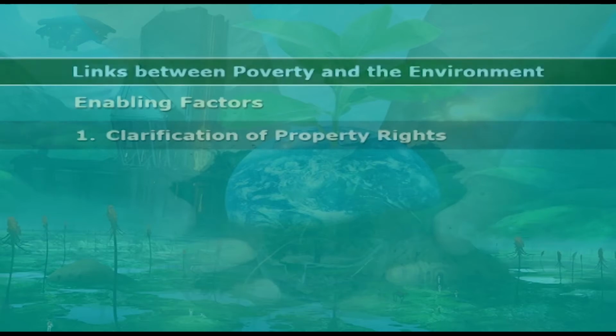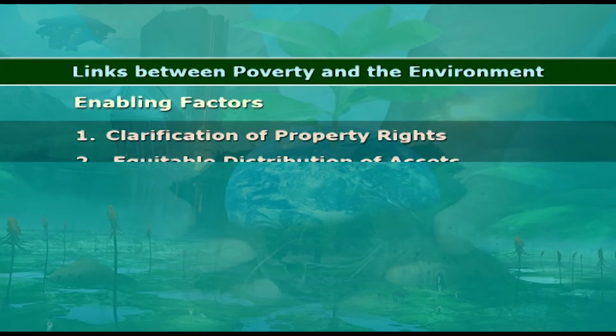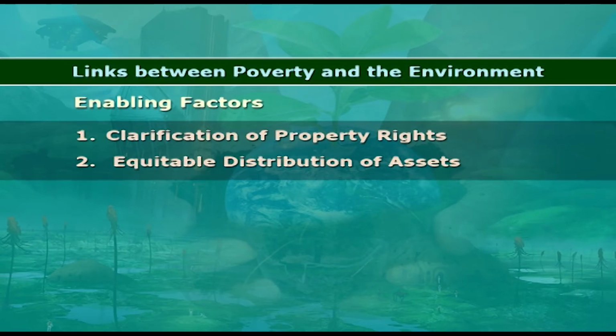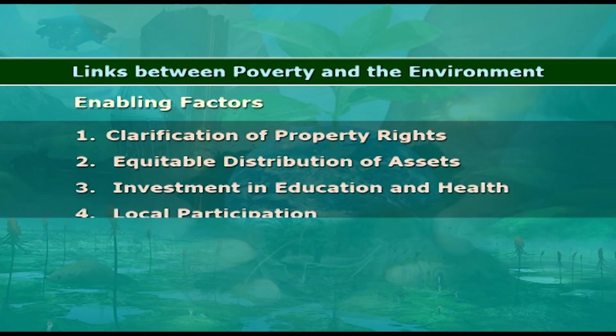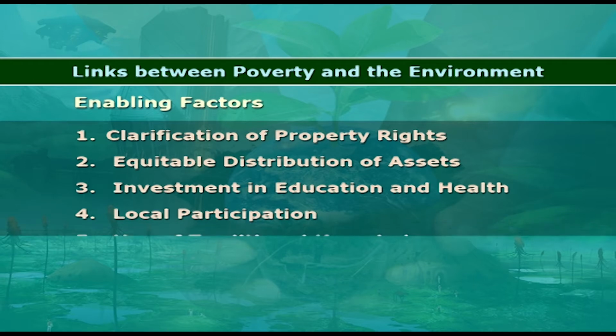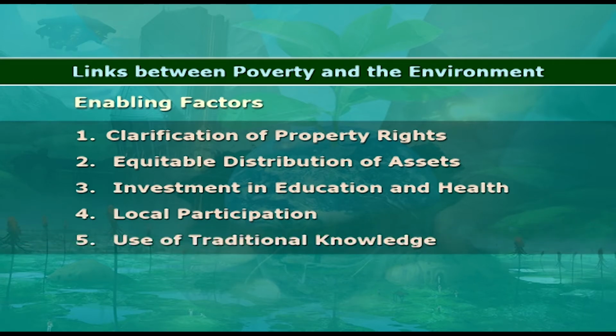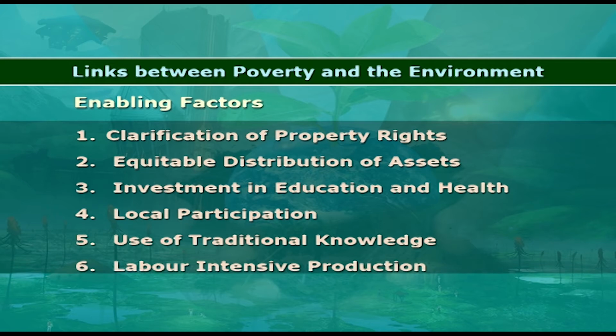However, many of the negative links between poverty and the environment can be broken if certain enabling factors are put in place. They are: number 1, clarification of property rights; number 2, equitable distribution of assets; number 3, investment in education and health; number 4, local participation; number 5, use of traditional knowledge; number 6, labor intensive production. These factors enable people to use resources more efficiently.